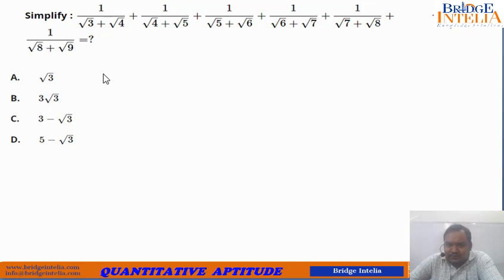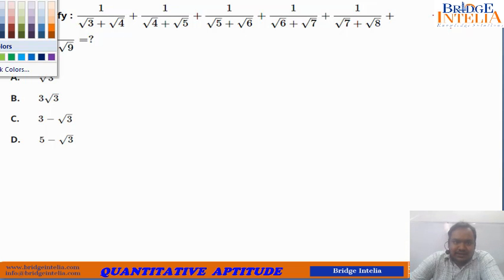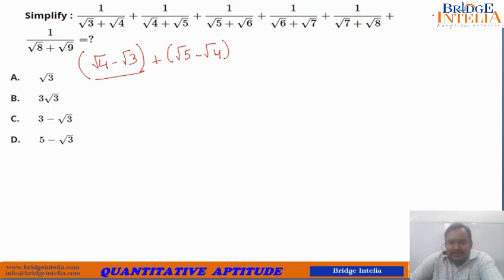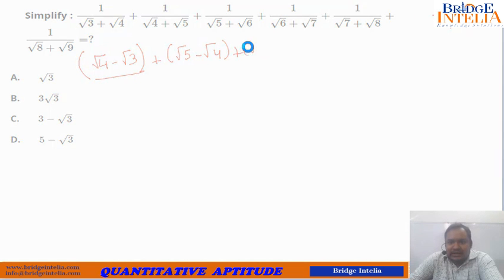So the first term, if you rationalize it, transforms into (root 4 minus root 3) upon 1, because root 4 whole square minus root 3 whole square is actually 4 minus 3, which is equal to 1. So this is the first term. This is how the first term can be written. What about the second term? The second term can similarly be written in this manner, and the third term in this manner.